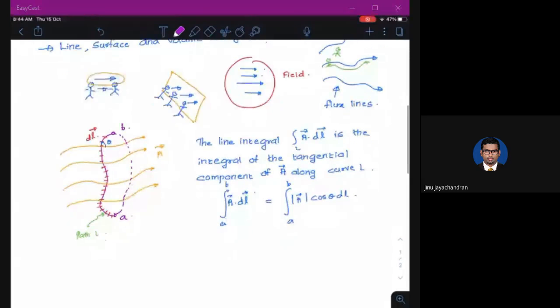then your integral will change into a closed integral along the path L, A dot dl. So here you are basically finding, for each point in the closed path, how much is the influence of the vector A on the path. And this is called the circulation of A around L. Okay. This is called a line integral.